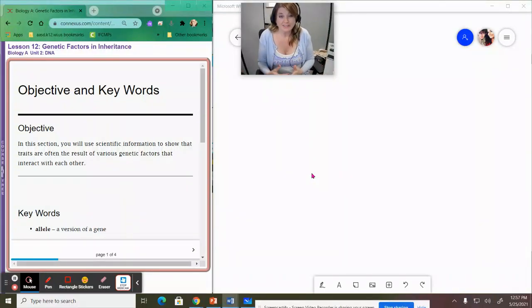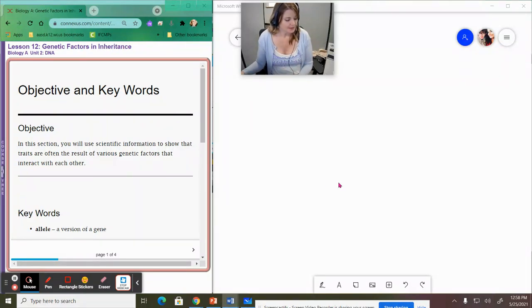For example, we oftentimes use eye color as strict dominance and recessiveness, but that's actually false. Eye color is actually controlled by multiple genes, which is why you don't just have people with brown eyes and blue eyes and nothing in between. You have a lot of different shades for eye colors, combinations of different colors, and people who have multiple colors in their eyes.